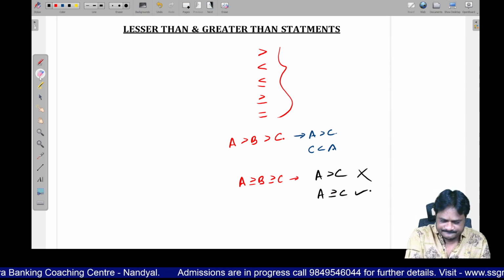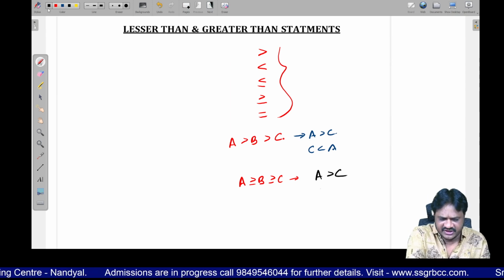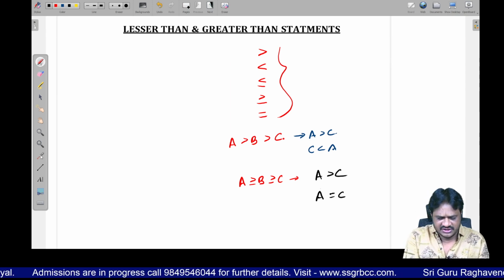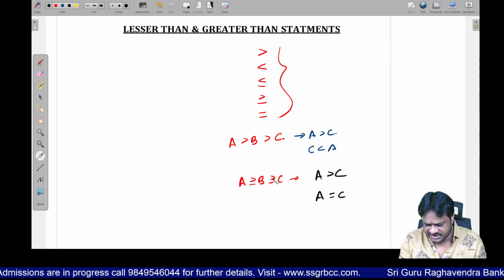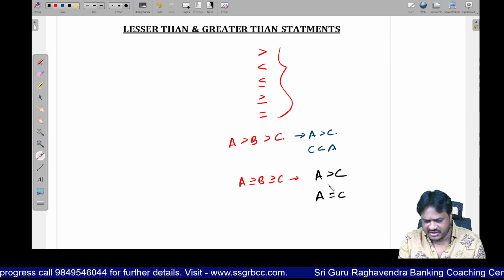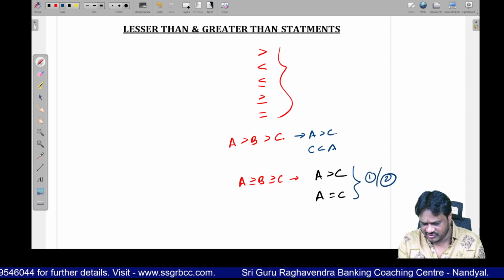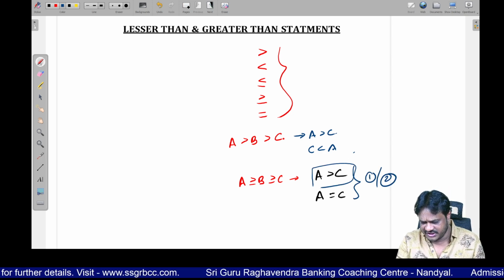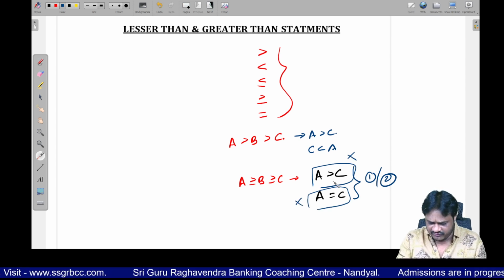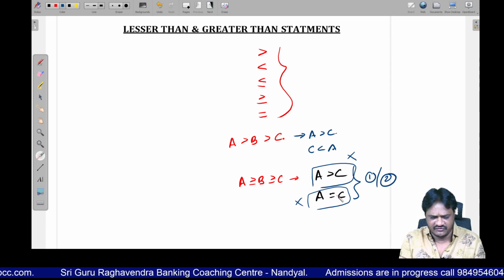Now, A greater than C does not follow by itself, but if it is given like this, A greater than C and A equal to C, see, the relation between A and C is greater than or equal. That means A greater than C or A equal to C. Here our answer is either 1 or 2. Only A greater than C will not follow. Only A equal to C does not follow. If both are given, we can say either 1 or 2 definitely follows.